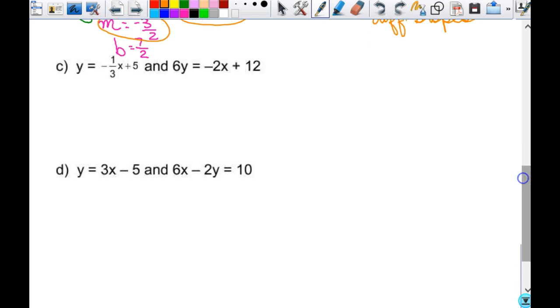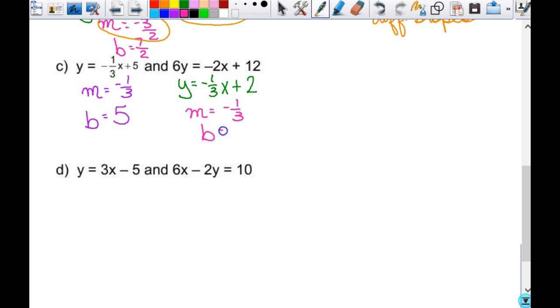So this next one, we've got y equals negative 1/3 x plus 5. Do I need to change the form of this line? No. So here I know the slope is negative 1/3. Y-intercept is 5. Then on this one, I do have to do a little bit of work here. So this is going to be y equals, what's negative 2 divided by 6? Negative 1/3 x plus what? 2. Okay, so then here, my slope is negative 1/3. My y-intercept is 2.